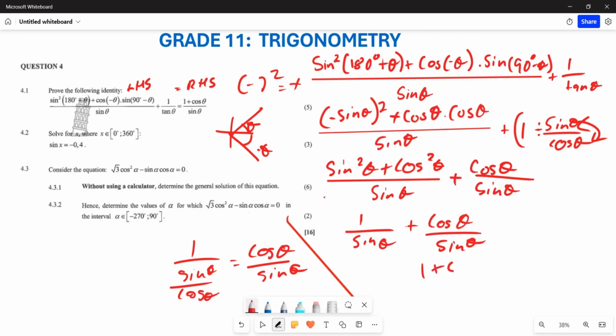So which means this is the same as 1 plus cos of theta, right? Over what? Over sine of theta. Now remember, what is it that we are proving here? Indeed, we are proving that this must be 1 plus cos of theta over sine of theta. So which means, yes, your left-hand side is indeed equal to your right-hand side altogether. So basically, this is how we are going to go about doing this first question.